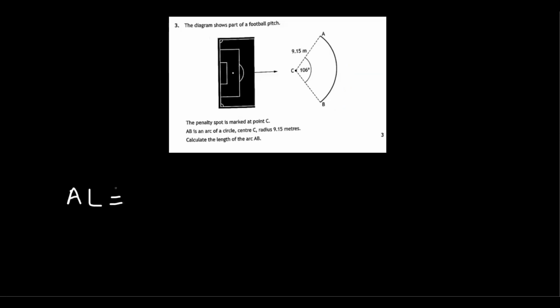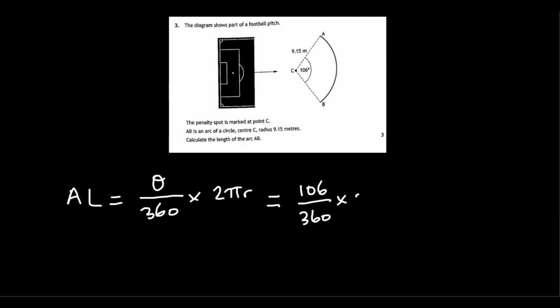So arc length equals theta over 360 times the circumference of the circle, which is just 2 pi r, essentially. So that would be 106 over 360 times 2 pi, and then times 9.15. That's the radius.